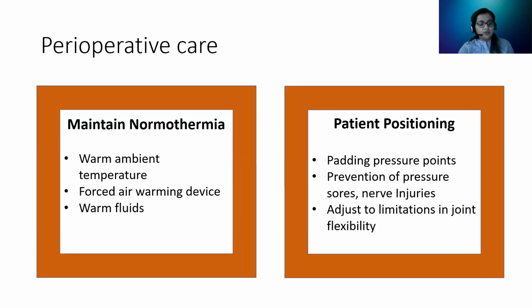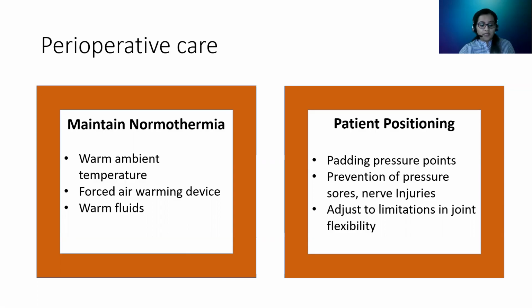Like pediatric patients, all precautions should be taken to prevent hypothermia in these patients, like maintaining OT temperature, forced air warming or other devices, and warm fluids, because hypothermia is associated with postoperative delirium, cardiac dysfunction, coagulopathy, increased oxygen consumption, and poor wound healing.